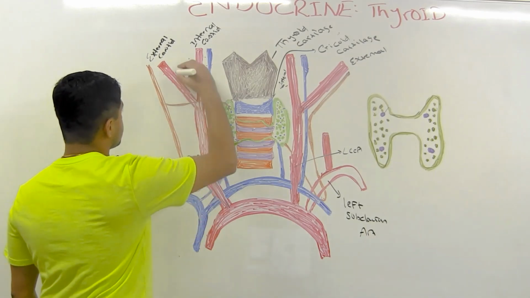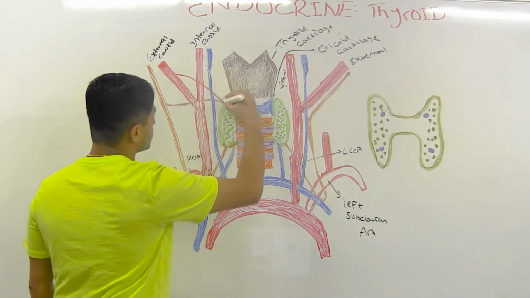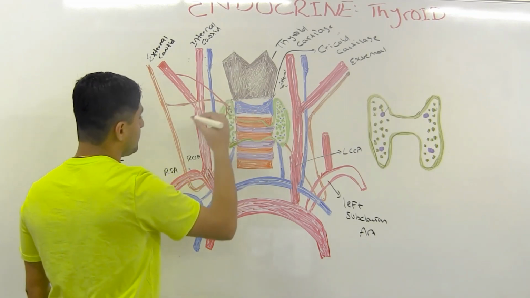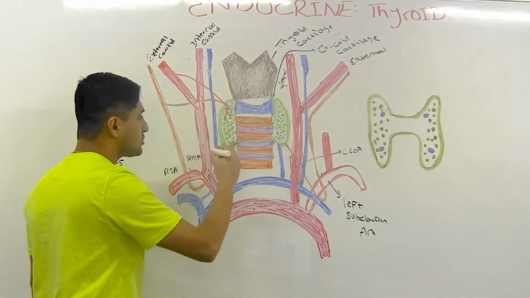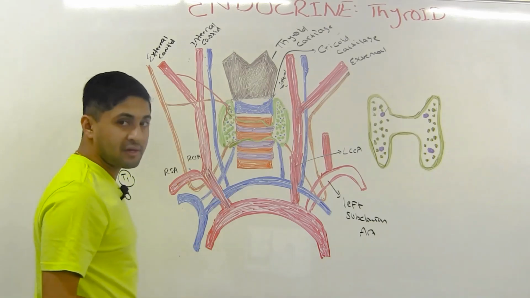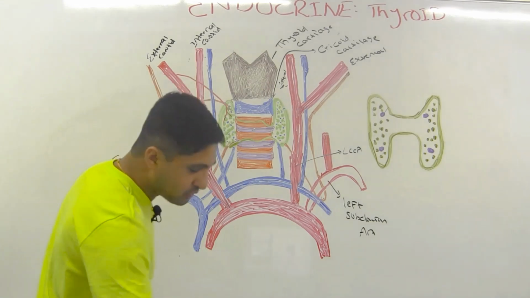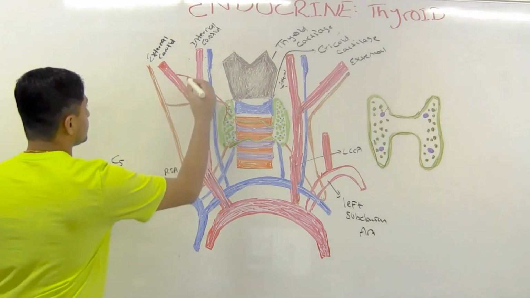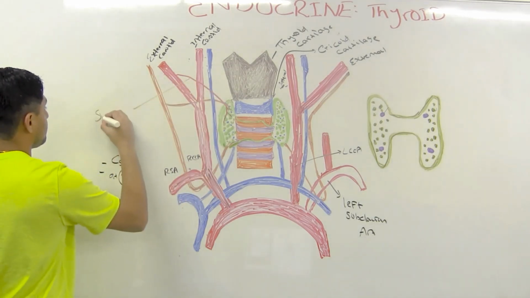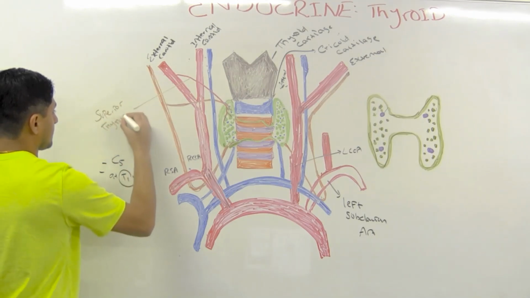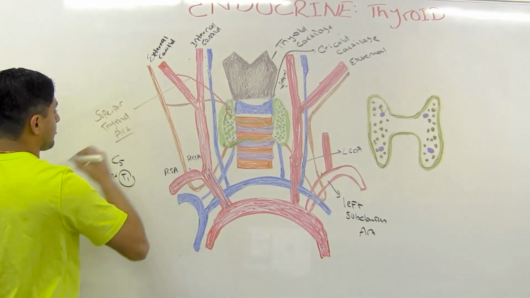That is coming from this branch right here. I'm going to draw this one. This branch supplies right here, and this is supplying the superior and anterior portions of the thyroid gland. I'm going to write it down here. This is very important. We call this one the superior thyroid artery.